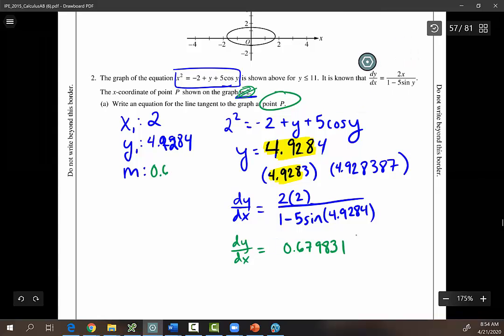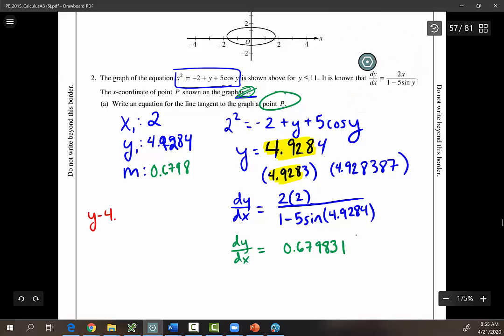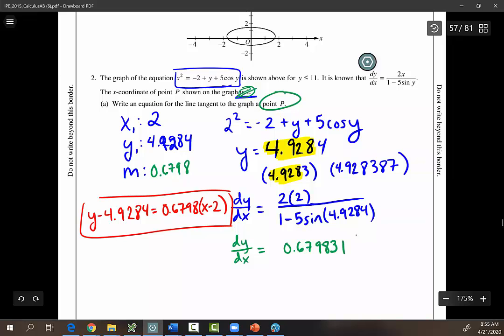0.679831 goes in for our slope, or we can stop it at 8. That's 4 decimals. And so then it wanted the equation. So our equation, we're just going to write it as y minus, and again, just go to 4 decimals, 0.6798 times x minus 2, and that's our equation. Okay. So hopefully some of you guys got that.